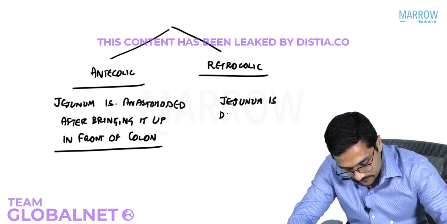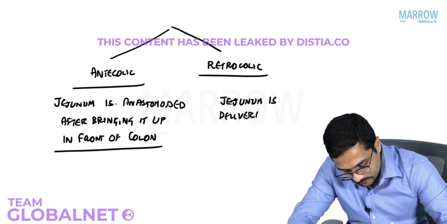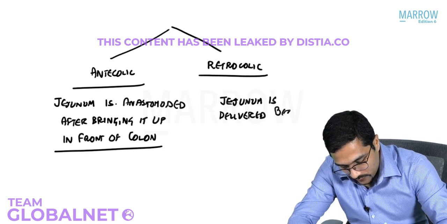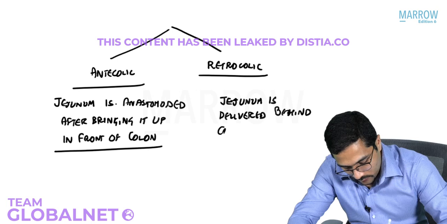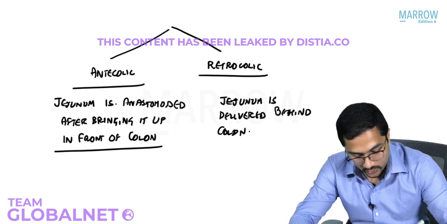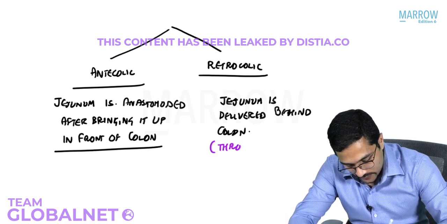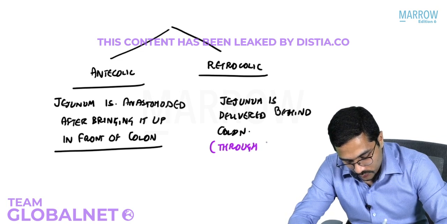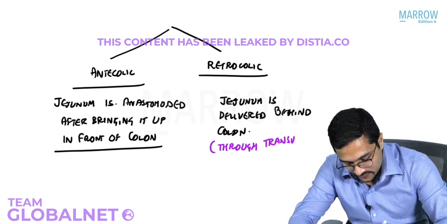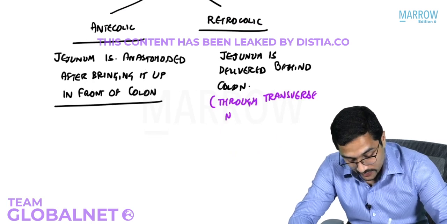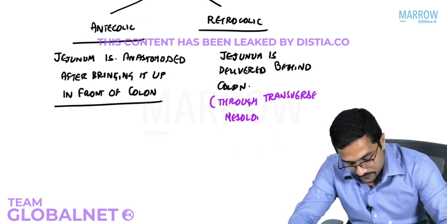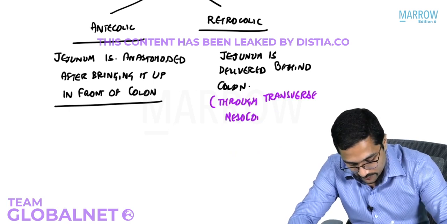is delivered behind the colon. And how do we deliver it behind the colon? Through the transverse mesocolon, through the mesentery of the transverse colon, we deliver the jejunum up through the transverse mesocolon.